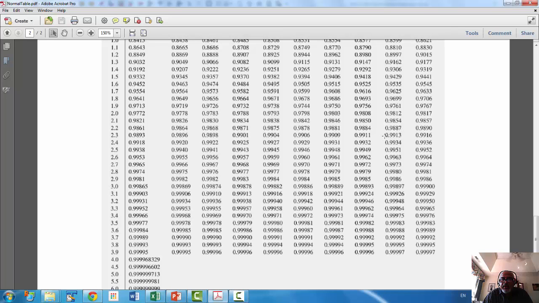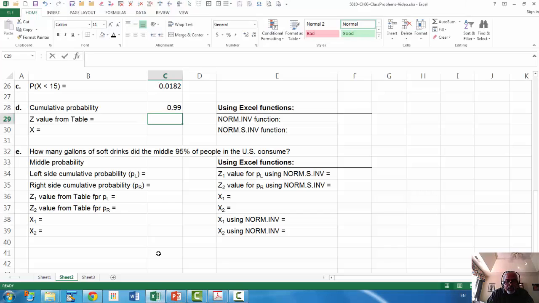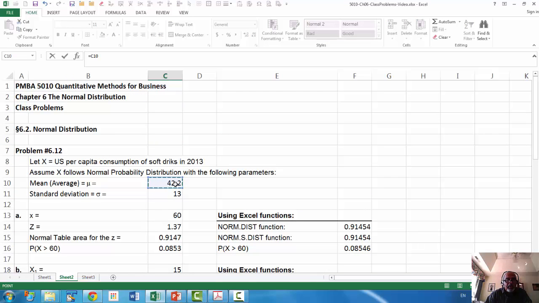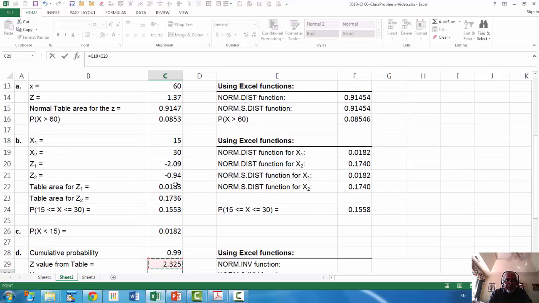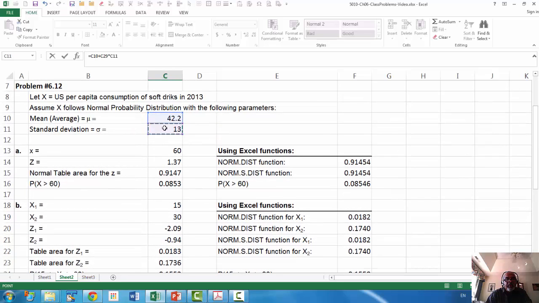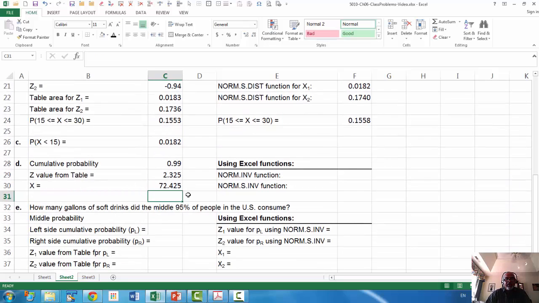99% is between these two, 2.32 and 2.33. So we can probably interpolate and say 2.325. It's an approximation. So 2.325, and then x will be mu plus z times sigma, gives you the x value.